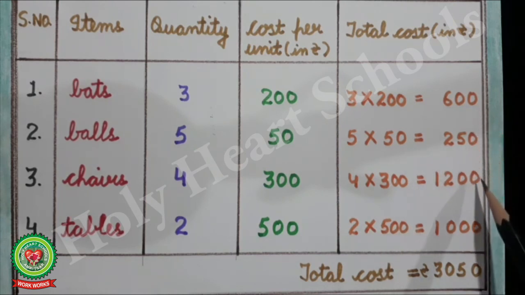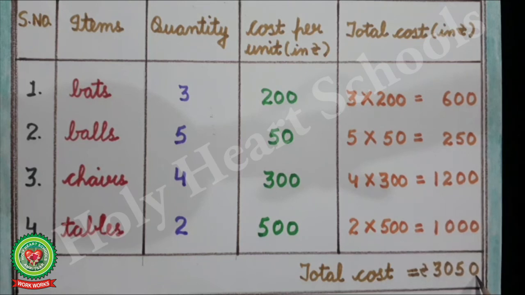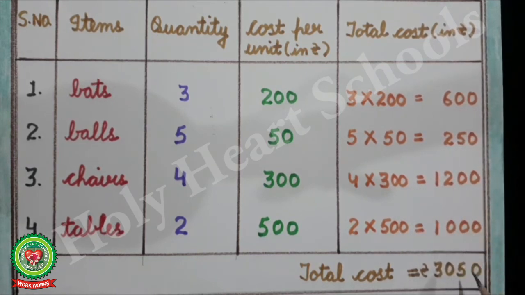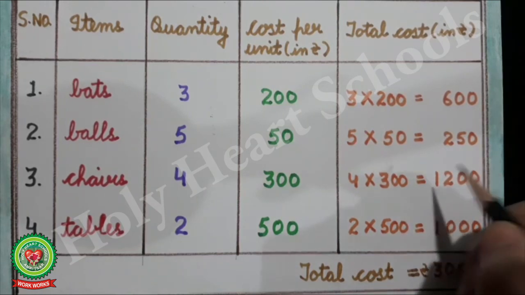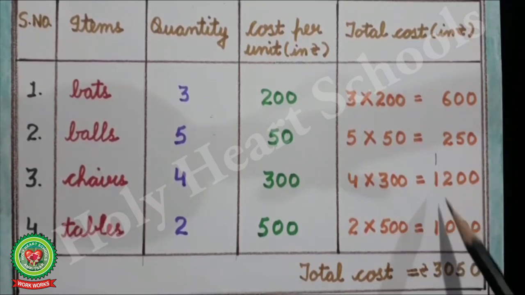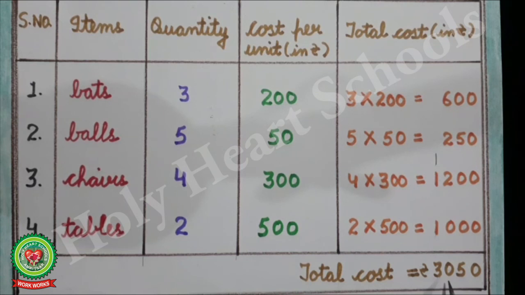Last digit first will give you 0. 0 plus 5 plus 0 plus 0 will give you 5. Then 6 plus 2 is 8, 8 plus 2 is 10. 0 here, 1 carried here, 1 plus 1 is 2, 2 plus 1 is 3. So rupees 3050 is your total amount. Write down total cost is equal to rupees 3050.